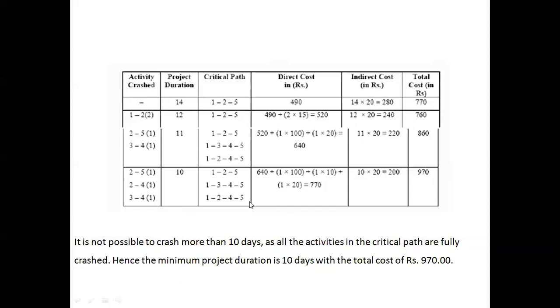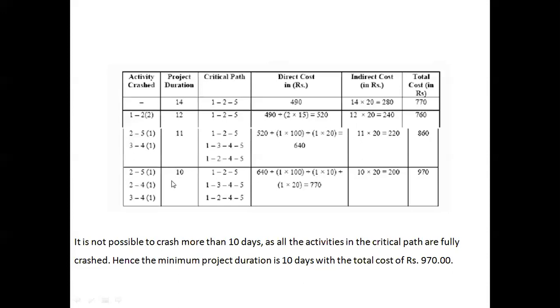Suppose in the same problem the question was to find the optimum cost and optimum duration, then this would have been the optimum cost, that is 760, and the corresponding duration, 12, would have been the optimum duration. But here he has asked you to find the minimum duration of the project. So the minimum possible duration is 10.